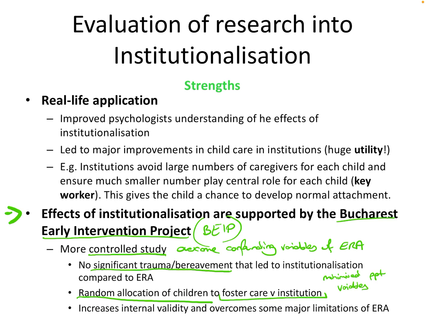Now it doesn't depend on the sociability or the temperament of the child, it was completely random. And we still see the effects of institutionalisation appear. So this has got greater internal validity than the ERA study and overcomes some of the major limitations of the ERA study and still supports the effects of institutionalisation. We still see disinhibited attachment, we still see low IQ.